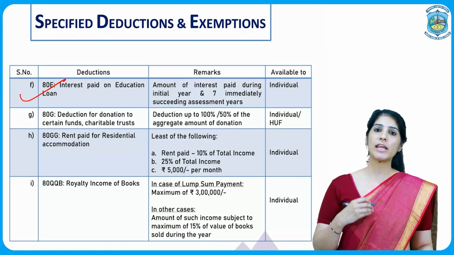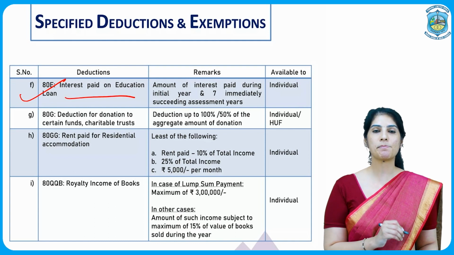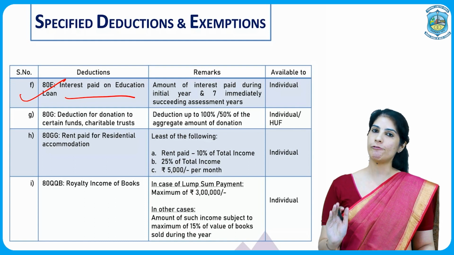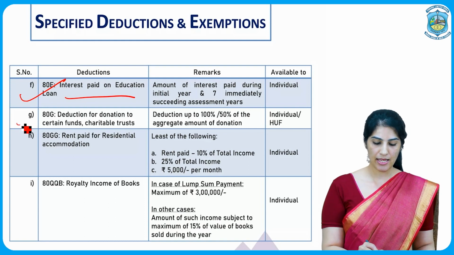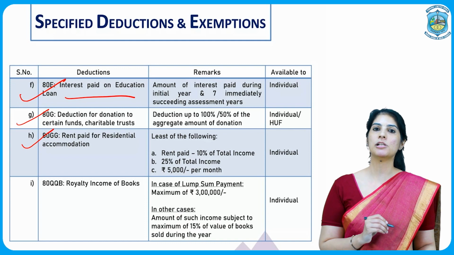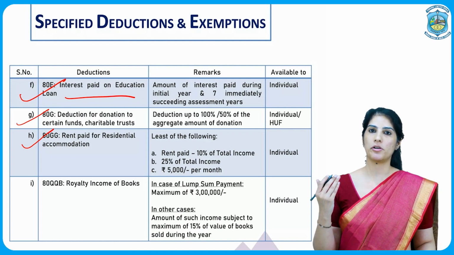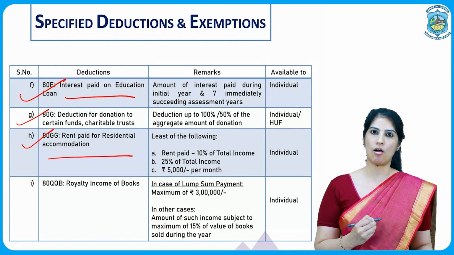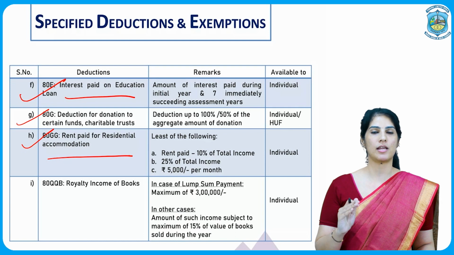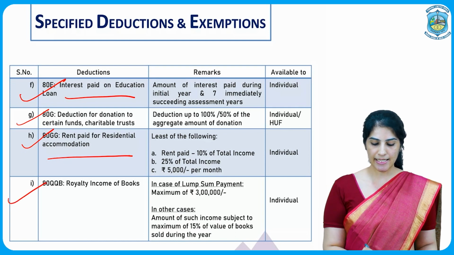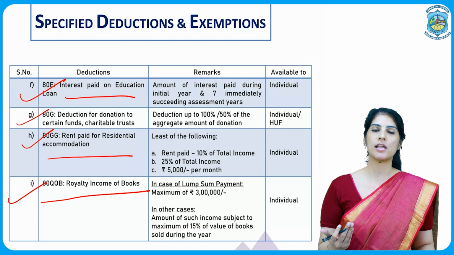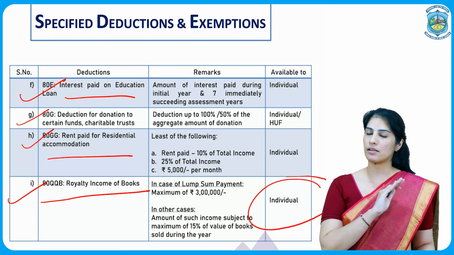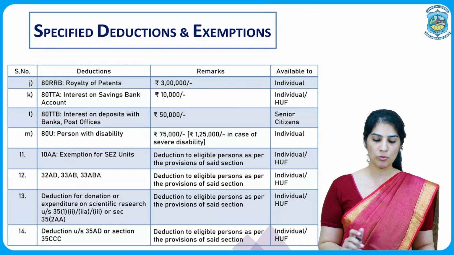80E, again very commonly claimed, which is interest paid on the higher education loan. This is also not applicable for the new tax regime. 80G and 80GG. 80G is for donation and 80GG is rent paid for a residential accommodation, again blocked in the new scheme. 80QQB, which is again very commonly used for royalty for books, applicable for individuals but again not allowed in the new tax regime.